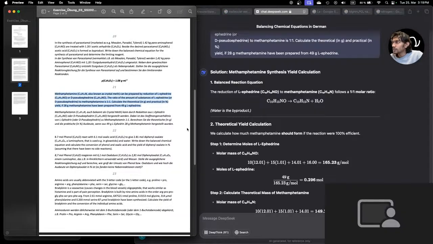So from methamphetamine, it's reduction.